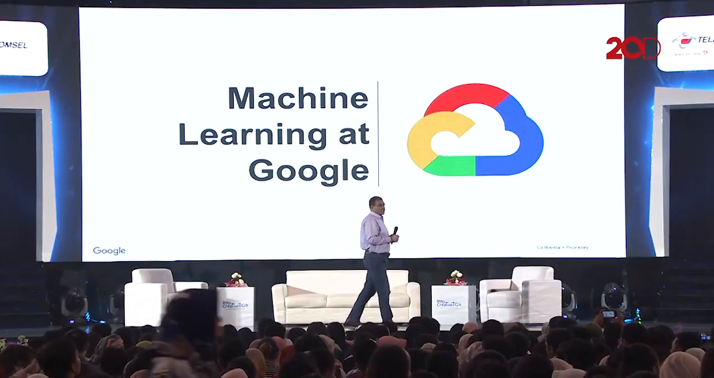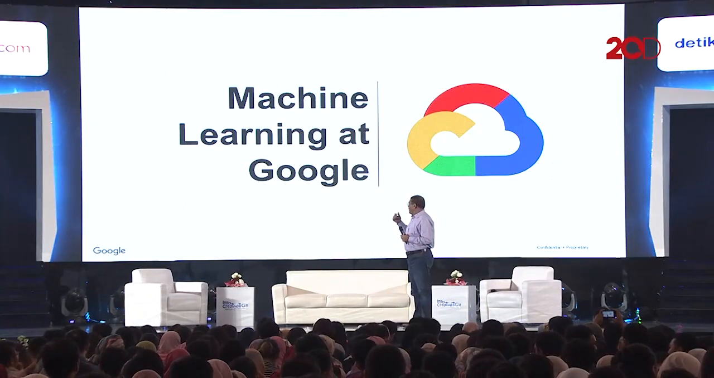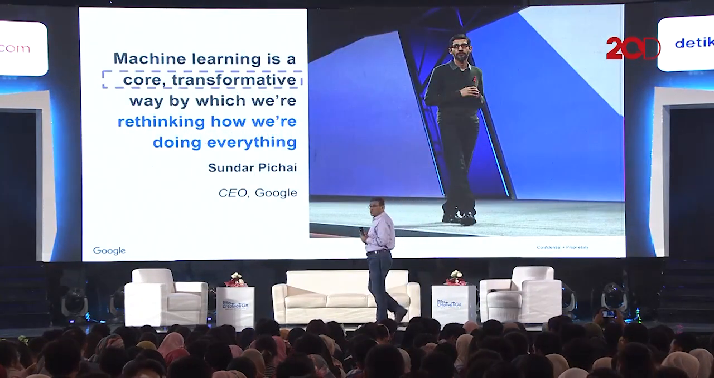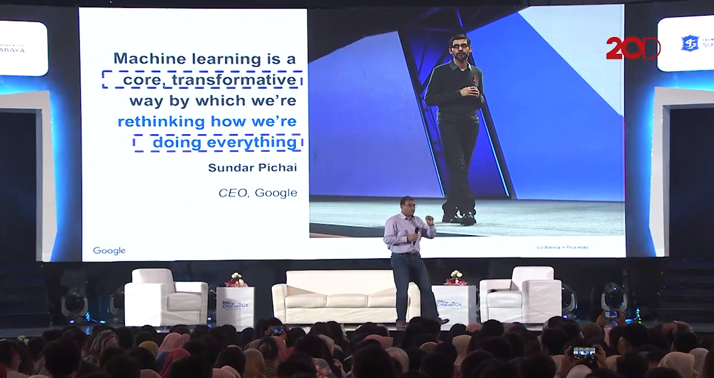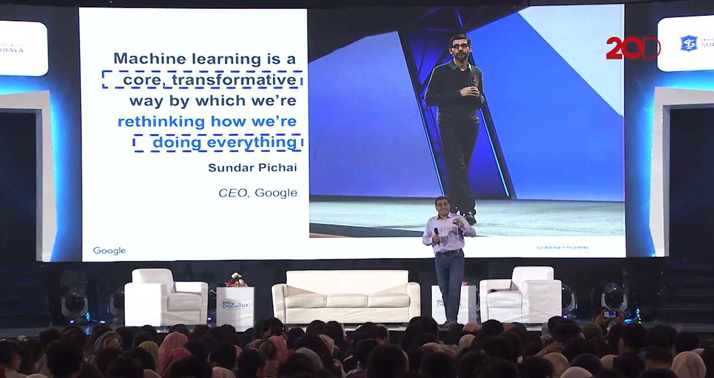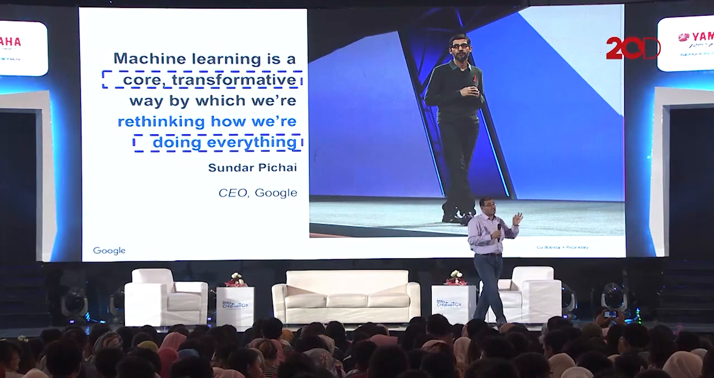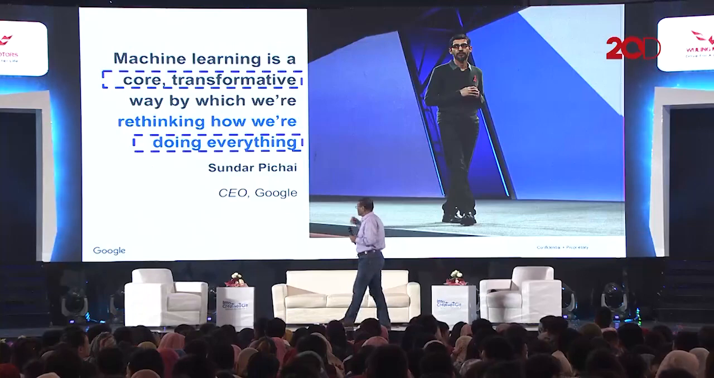Let's look at machine learning at Google. This is what Sundar Pichai, our CEO, talks about. What's more important is what is highlighted. It is core and it is transformative. Everything that we do at Google today is all around machine learning. I'm sure all of you have used one or many products from Google, and let me tell you some examples of what Sundar means about this.